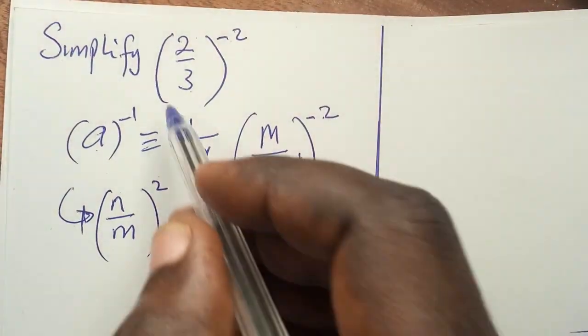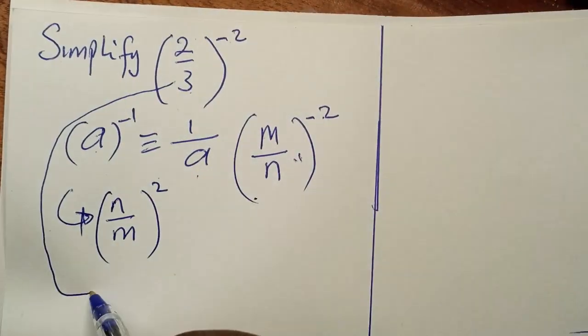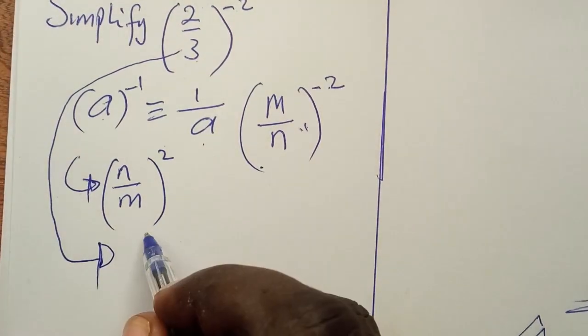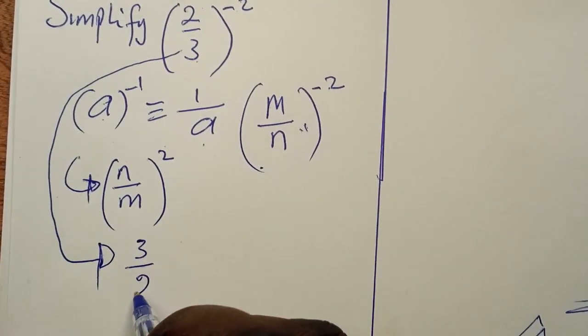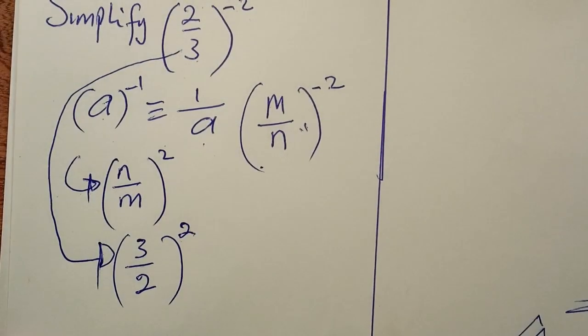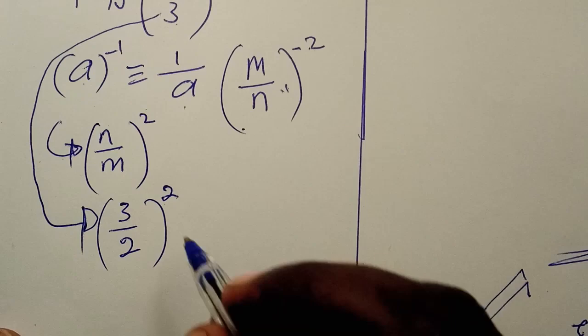This therefore transforms, as you can see, the same way as the formula has stated. It is going to transform to 3 over 2, with the power now changed to positive 2. In this way, we can now express it very easily.